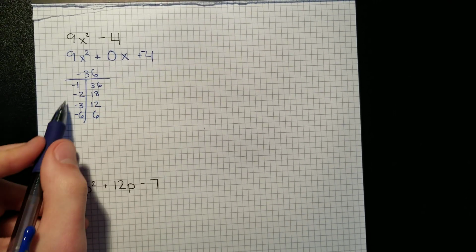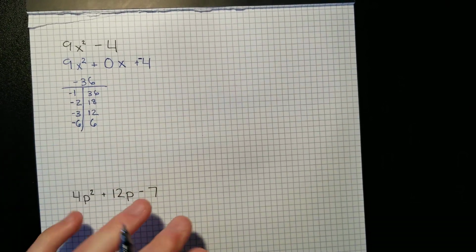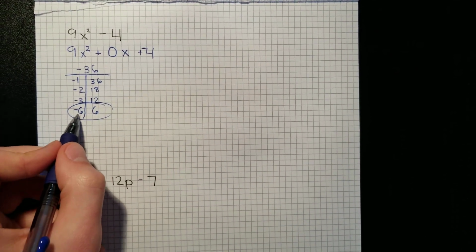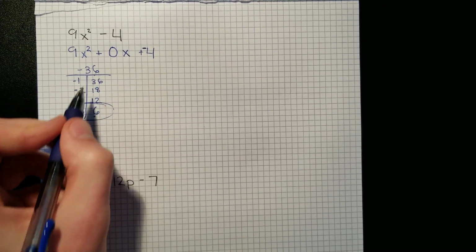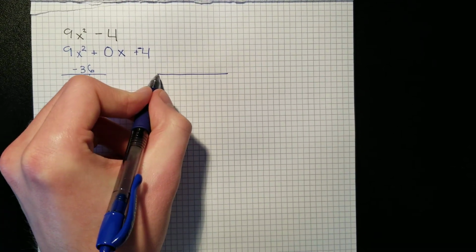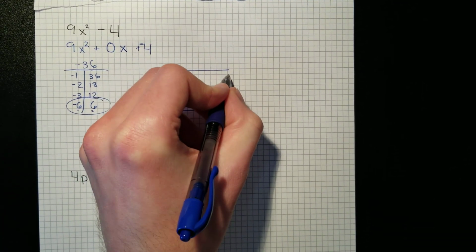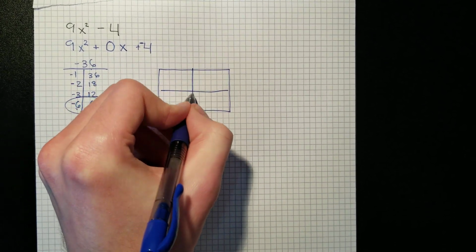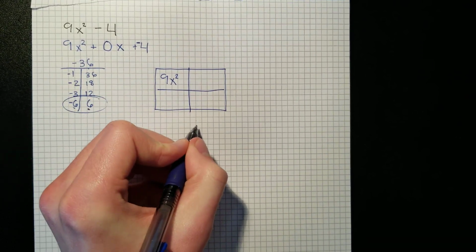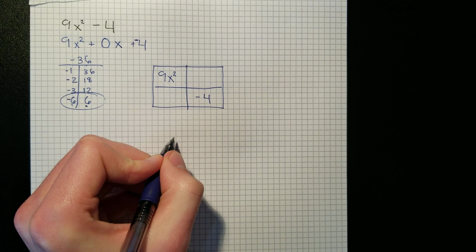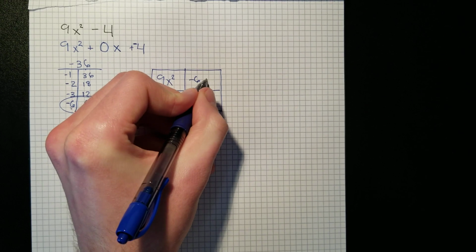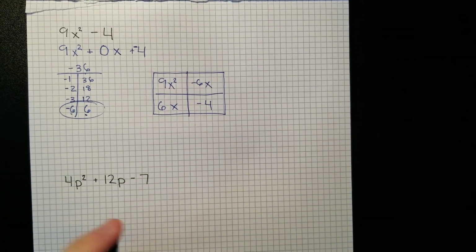Now, I'm going to look through these. There are other ways to combine stuff. You can move the negatives around. But there is an example where two numbers add up to 0, and it's actually the negative 6 and positive 6. Negative 6 times positive 6 gives you that negative 36. Negative 6 plus 6, 0. So that works out. So I can make my box again. Lines through it. First term goes up here. So we have 9x squared. Last term goes down here, negative 4. And I take these two numbers, negative 6 and positive 6, and I put the variable back onto them. So that's what we're going to work with.